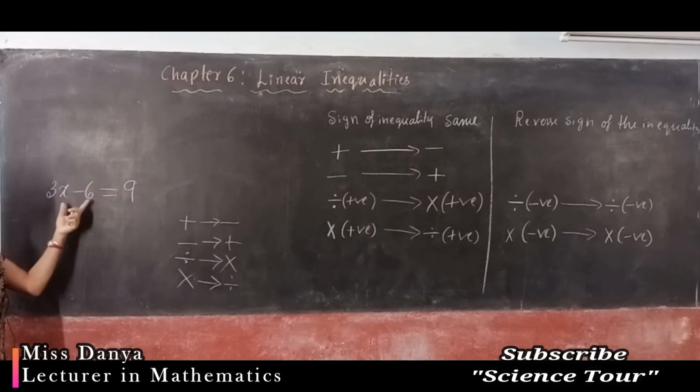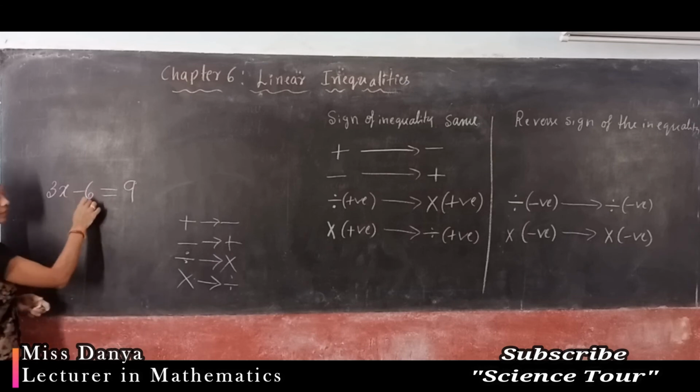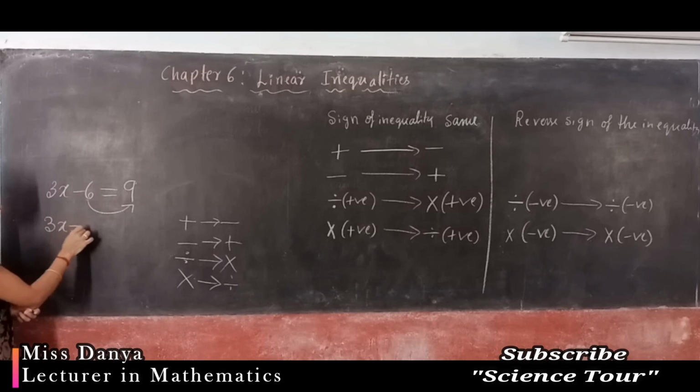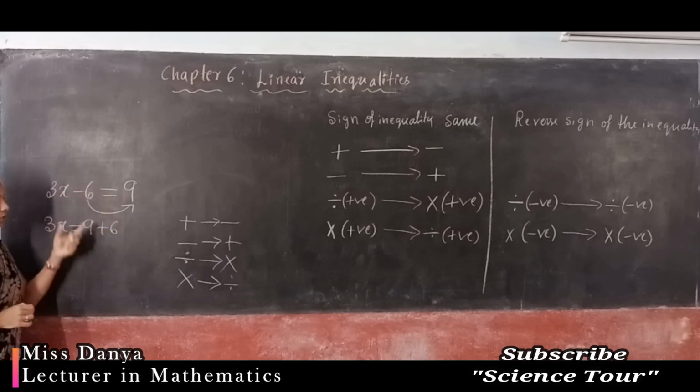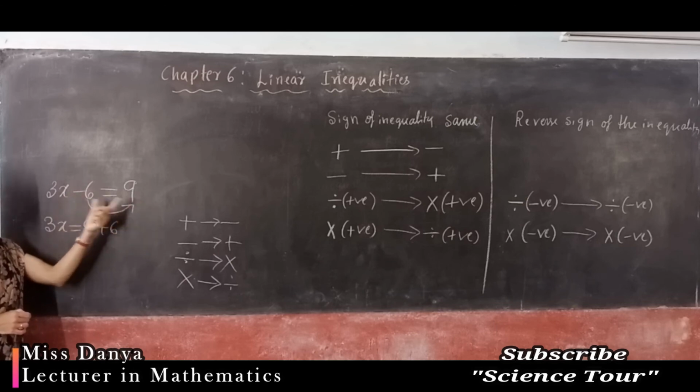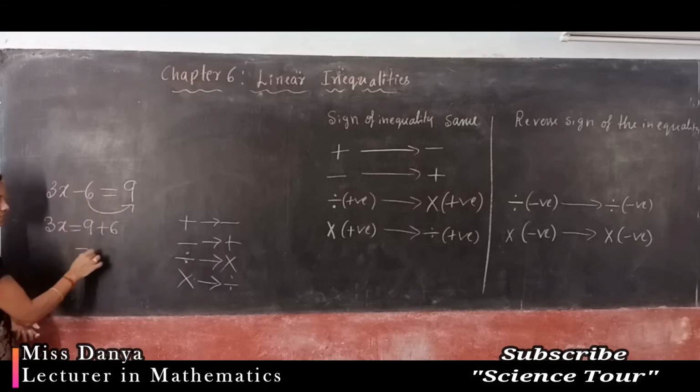So here minus 6 is there, and we are shifting it to the other side as a plus number. 3x is equal to 9, minus 6 goes to the other side as plus 6. Actually we are adding 6 on both sides, so minus 6 plus 6 cancels here, and plus 6 comes here. Okay, so 9 plus 6 is what?